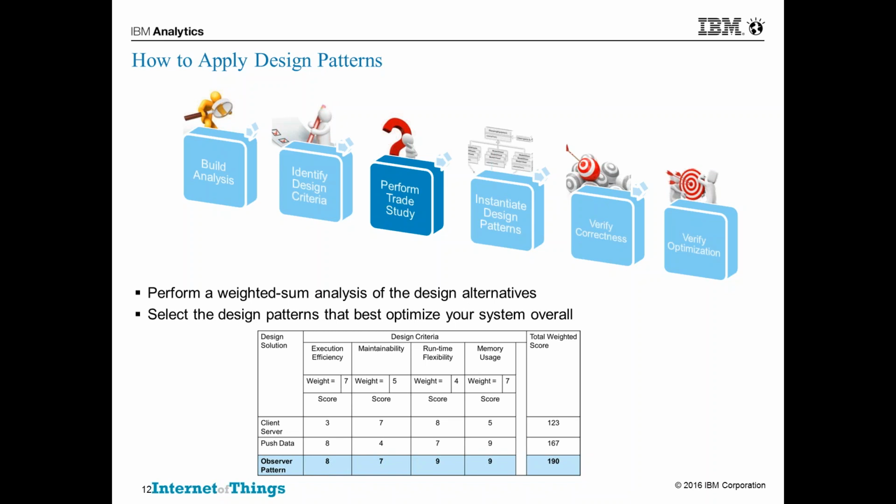Then we compute what's called the total weighted score, as the sum of the cross product of the values. So for client server, it's 3 times 7 plus 7 times 5 plus 8 times 4 plus 5 times 7. So we do that kind of weighted sum. And that gives you a measure of how well this solution optimizes the set of criteria according to how important those criteria are. And the solution with the highest score is, by this analysis, the best solution.